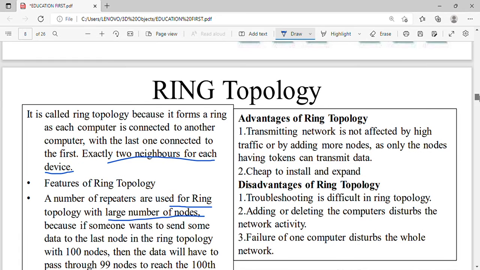Advantage of ring topology: the network is not affected by high traffic or by adding more nodes, as only the nodes that have tokens can transmit data. It is cheap to install and expand.